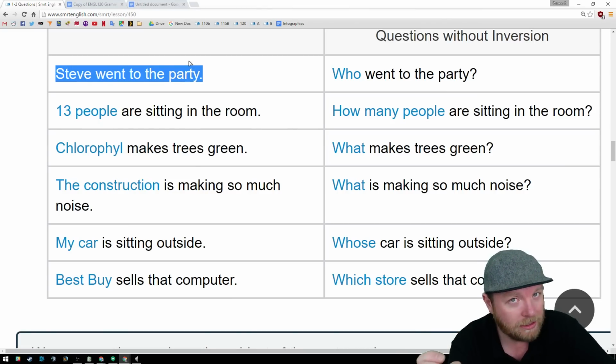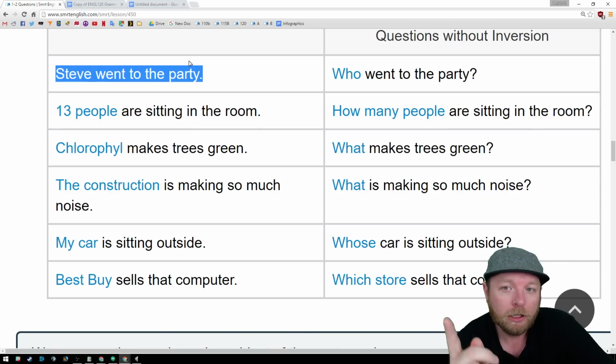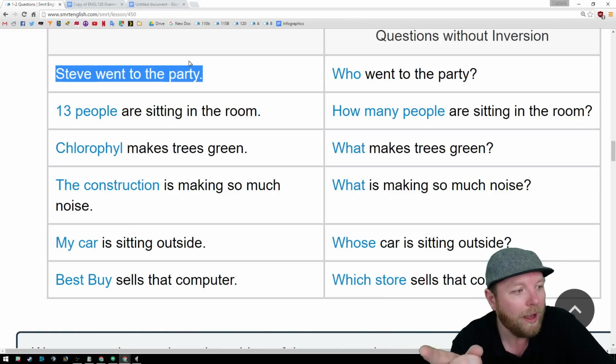Sometimes we don't know the subject, and so we make a question without inversion. Look at the question. Who went to the party? Steve? Mark? Zach? Who? Who is the subject of this sentence? And look, we don't use inversion. Who went to the party? Right?